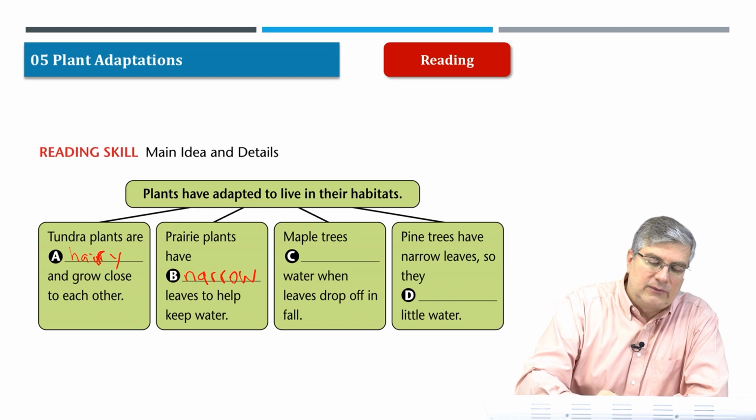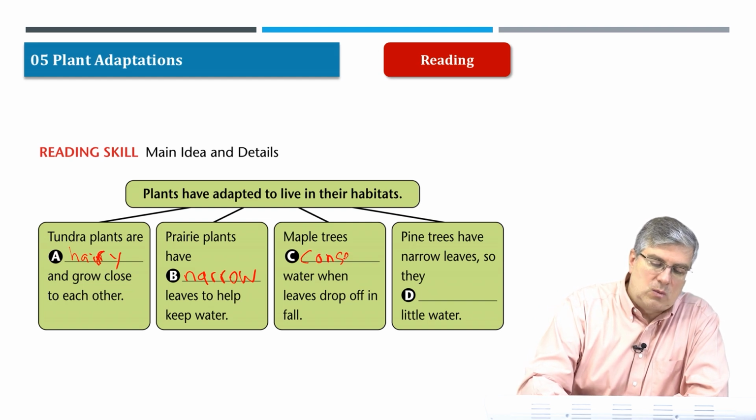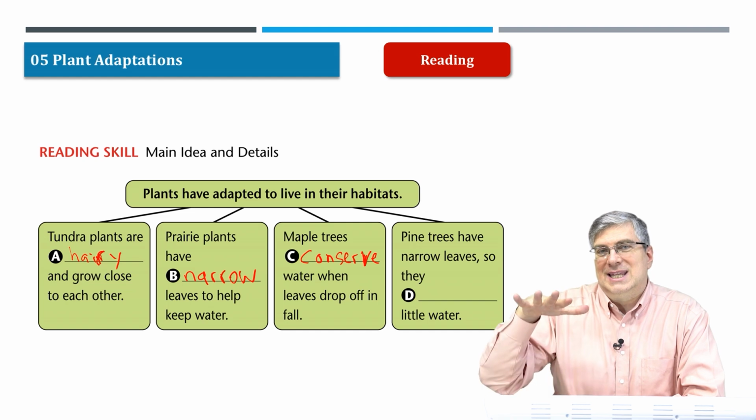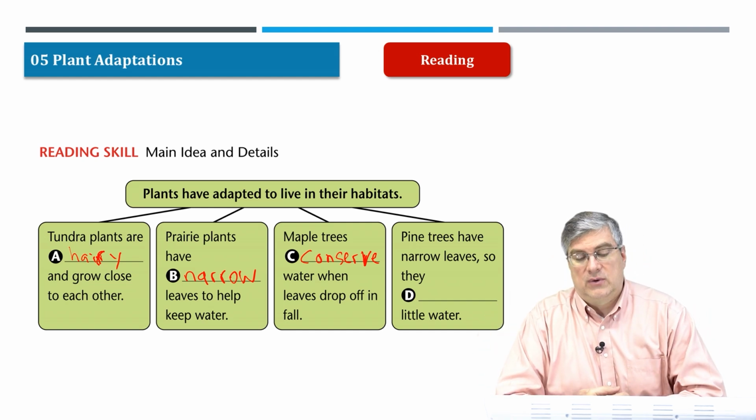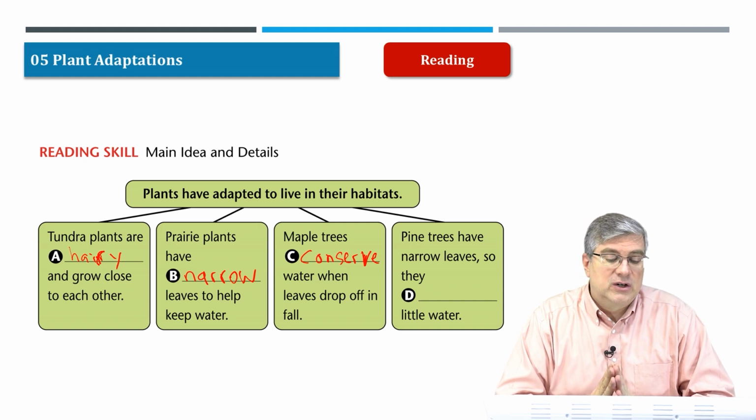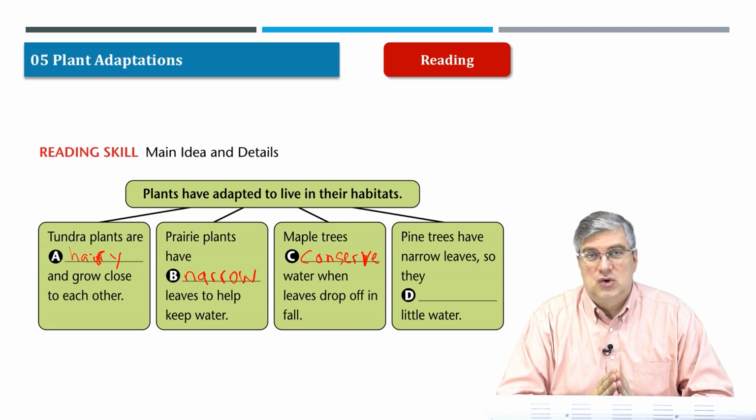And conserve is our vocabulary word, conserve. And that is why maple trees, elm trees, oak trees, the wide-leaved trees lose the leaves in the fall. It's very beautiful in the fall. So maple trees conserve water when leaves drop off in the fall, turn color and drop off.